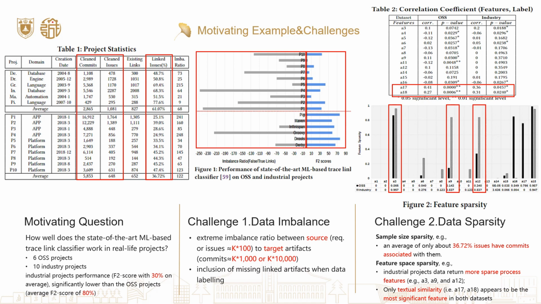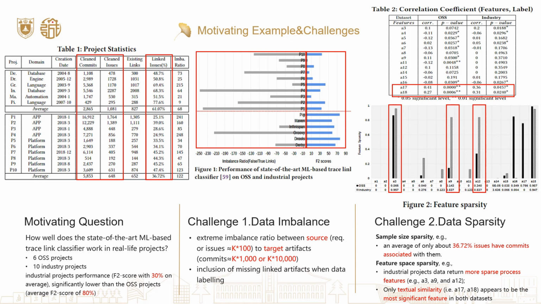As a further analysis of the problems encountered by industrial projects, we displayed the imbalance ratio by dividing the number of false links by true links. The left table shows OSS projects that have maintained comparable numbers of issues and commits over more than 10 years of history. However, most industrial projects, on the other hand, only have hundreds of issues, but with 10,000 or even more code commits created in their short histories.